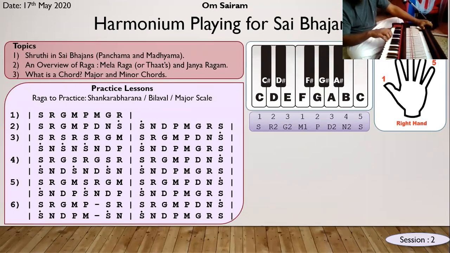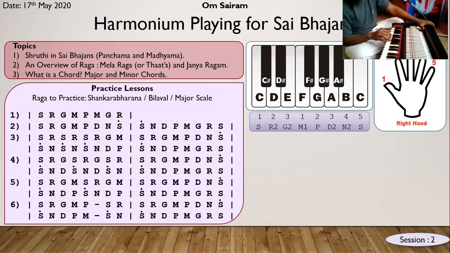So here you have to play 1, 2, 3, 4, 1, 2, 3, 4, 1, 2, 3, 1, 2, 3, 1, 2, 3, 4, 5. Then 5, 4, 3, 5, 4, 3, 5, 4, 3, 2, 5, 4, 3, 2, 5, 4, 3, 2, 1, 3, 2, 1. So sarigama, sarigama, sarigama, padanisa. Sani da pa, sani da pa, sani da pa, magaris.